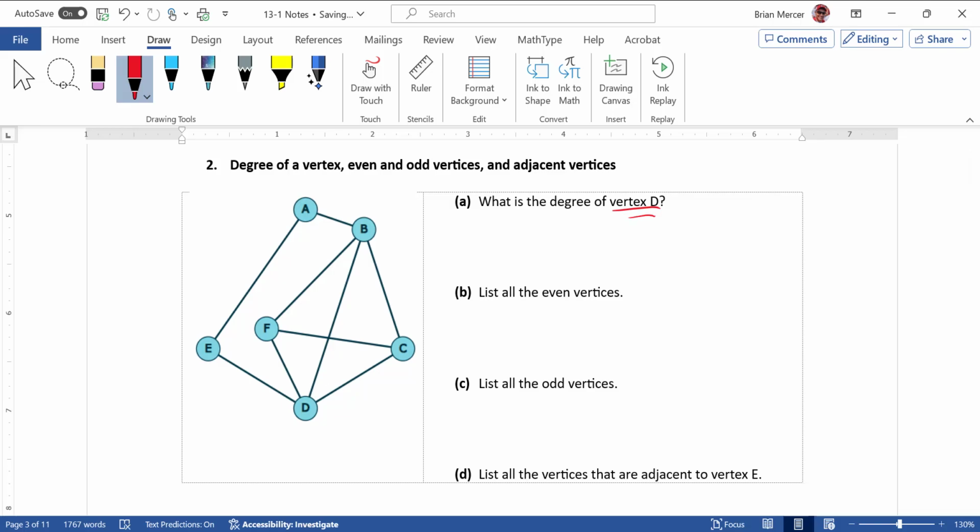So just as an example, what is the degree of vertex D? So you find vertex D and notice that 1, 2, 3, 4 edges are connected to vertex D. So that means that's a degree 4.